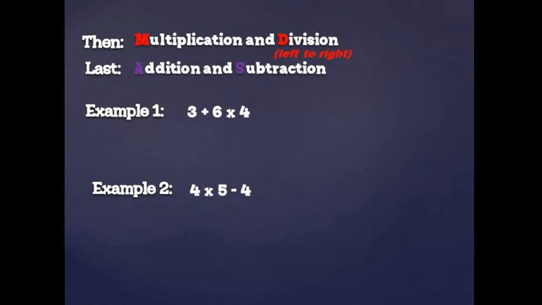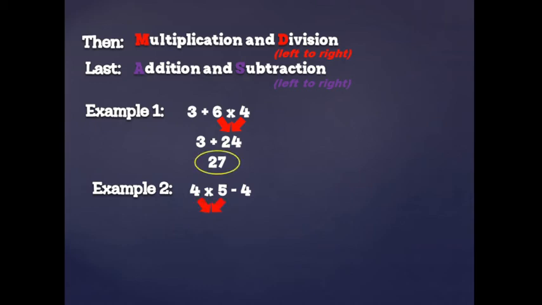Example number 1, 3 plus 6 times 4. Since we have multiplication, we solve multiplication first before addition. So 6 times 4 is 24. 24 plus 3 is 27.